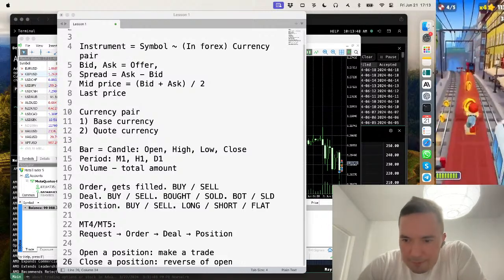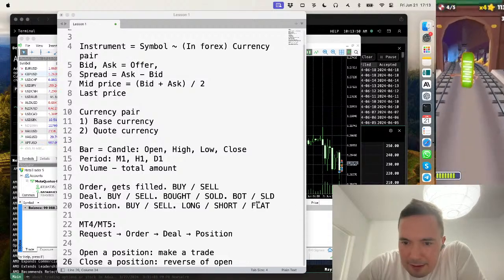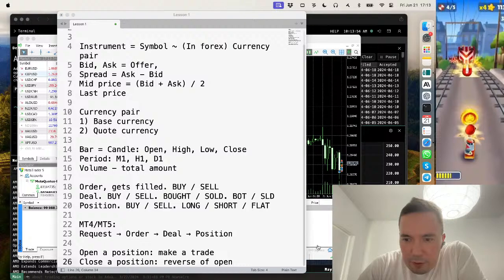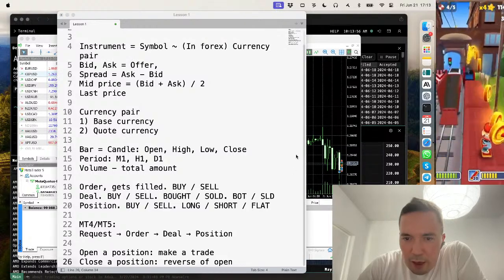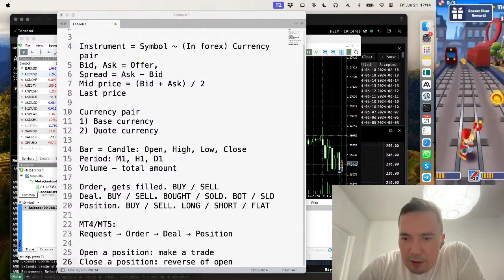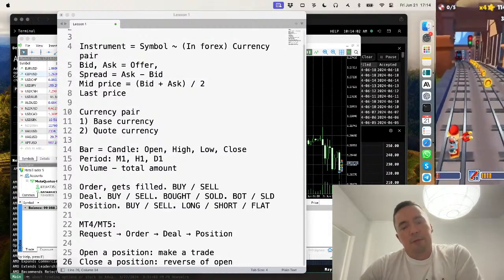A question. Is opening two opposite direction deals a good strategy? The price moves eventually, and I'll decide which one to close and which one to keep.